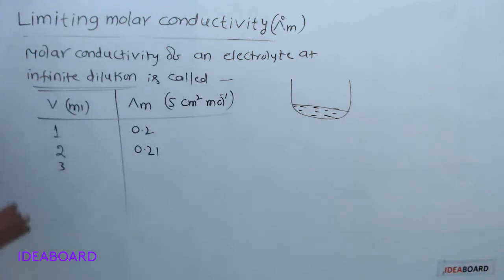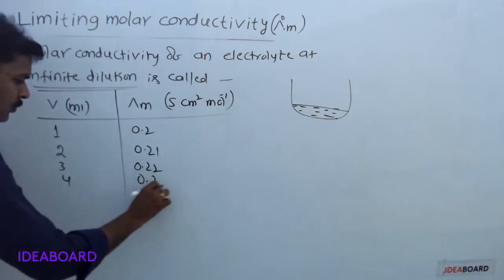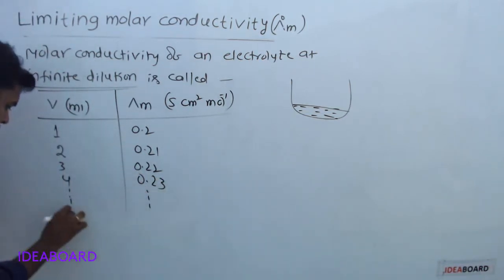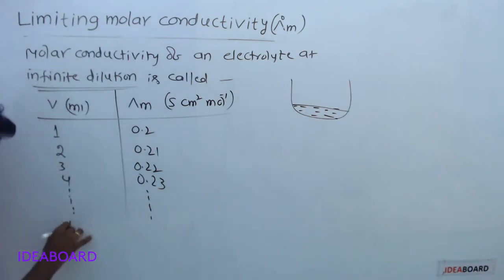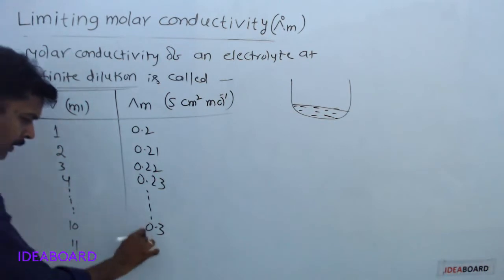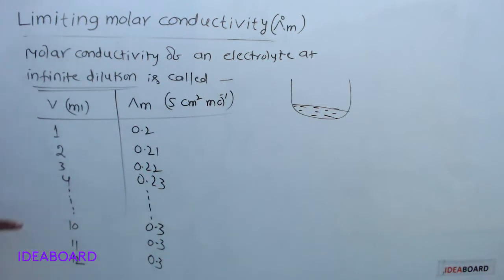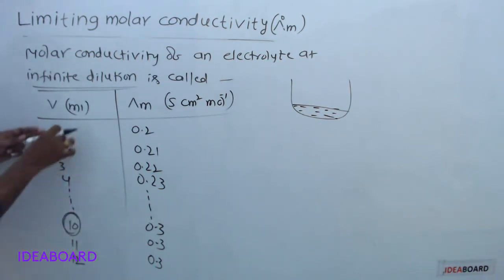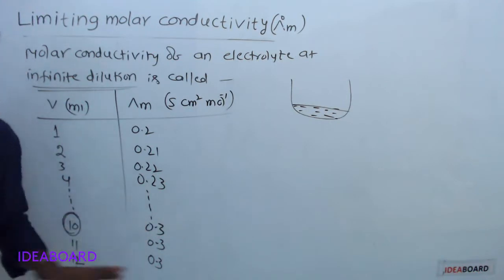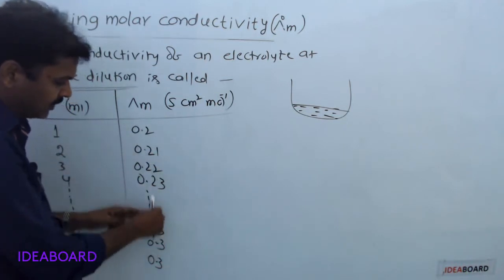On further dilution, the volume increases. Let it be 3 milliliters, 0.22; 4 milliliters, 0.23. On further dilution, let us take 10 milliliters of electrolyte solution, for that 0.3. Next, 11 milliliters, 0.3 only. 12 milliliters, 0.3 only. After reaching this volume, it remains constant.